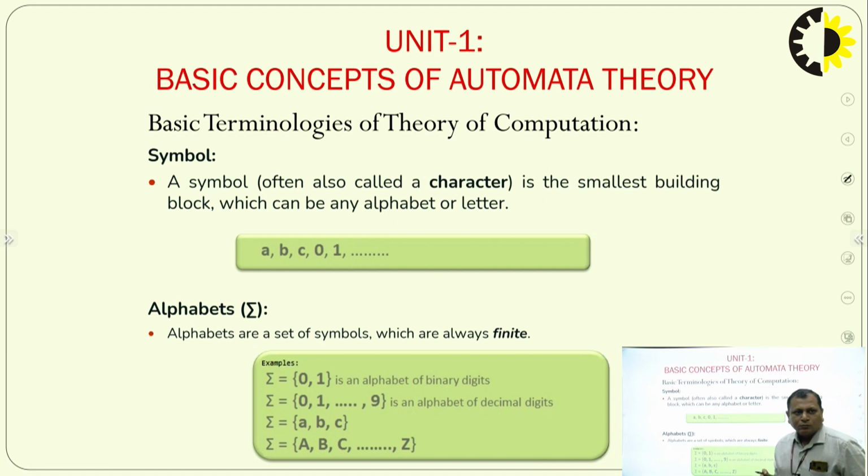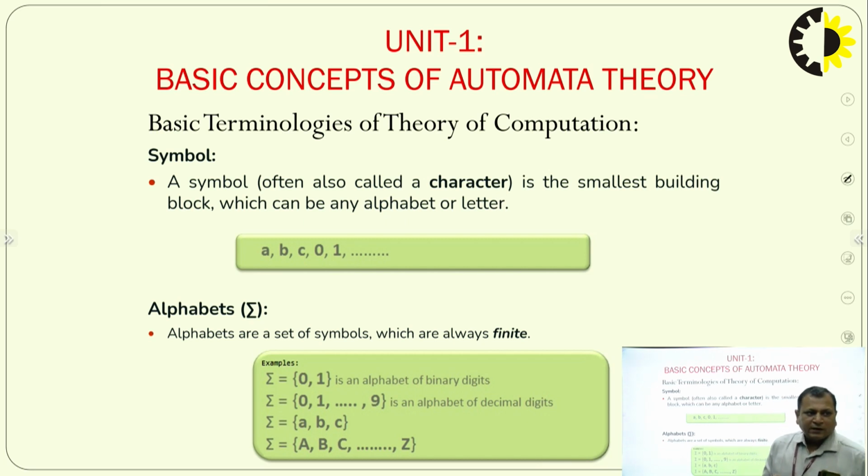Now we are going to start unit 1, basic concepts of automata theory. These are some terminologies that we use in the theory of computation. These are the basics you have to understand very carefully. Number 1 is symbol. What is a symbol? A symbol is the smallest building block which can be any alphabet or letter, and the symbol is also called a character. It can be any A, B, C, any alphabet and numeric 0, 1, in lower case and uppercase as well.